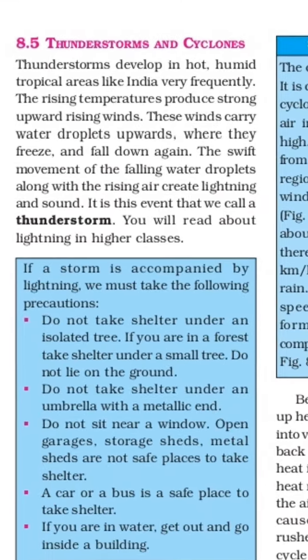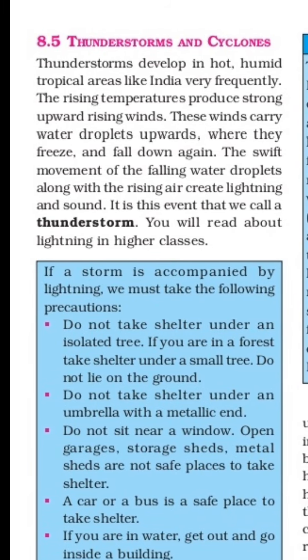Now see our next point, thunderstorm and cyclones. Thunderstorm. Thunderstorms develop in hot, humid tropical areas like India very frequently. In India, again and again thunderstorms occur. Thunderstorm, unseasonal rain, or rain that falls along with a thundering storm, is called a thunderstorm.